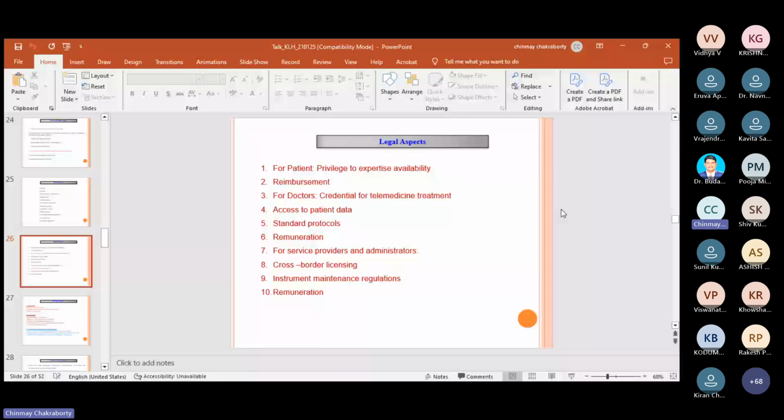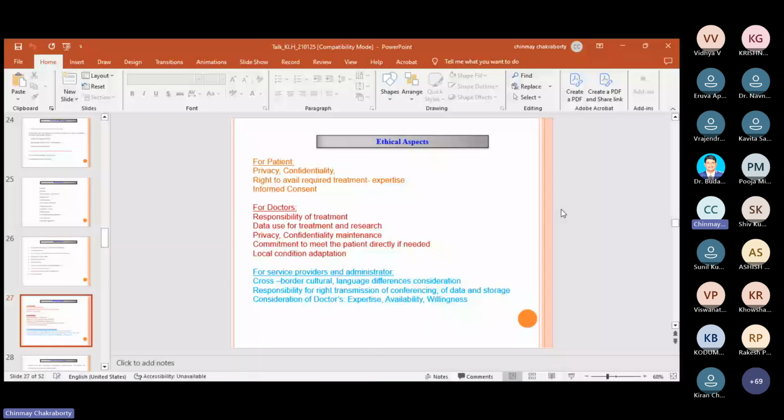Next, remuneration is required from the service provider and administrators' point of view, along with cross-border licensing, instrument maintenance regulation and remuneration. So that's why there are three portions basically. One is the patient-centric point of view, another is the doctor's point of view, and another is the service provider point of view. So that's why there are three sectors. You need to combine these three sectors, and these three sectors jointly provide better facilities to the telehealth-related legal aspects scenario.